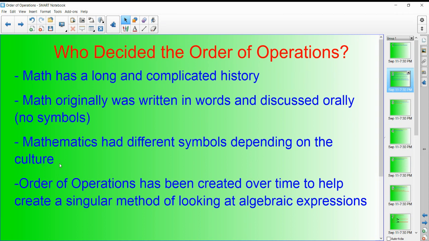There's really no one person that decided this is how we do it, because math has a long and complicated history. Math used to be written in words. It was discussed orally. There was no addition symbol and subtraction symbol that was universally accepted. So each culture had its own symbol and its own way of doing something. So the order of operations has been created so that everyone in the world looks at an expression and says, this is the first step, and this is the second step, and this is the third step.